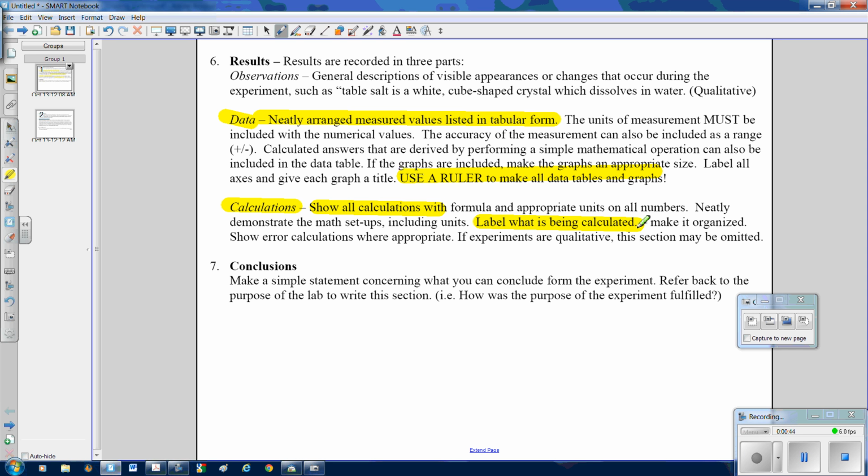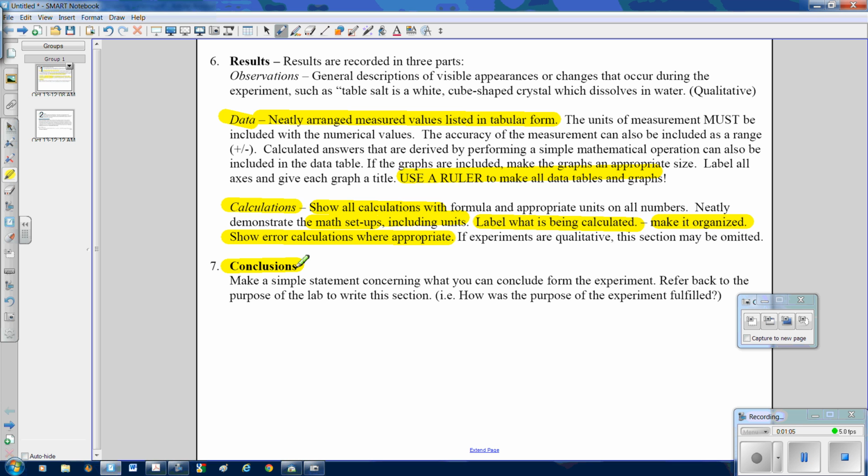It has a title. A title with an underline would actually be good. Make sure it's organized. You want to have the setup, including the units, and then plug in the numbers. The other thing is you're going to show error calculations later on in the section, under the error section, but the biggest thing is make sure that it's organized and labeled.